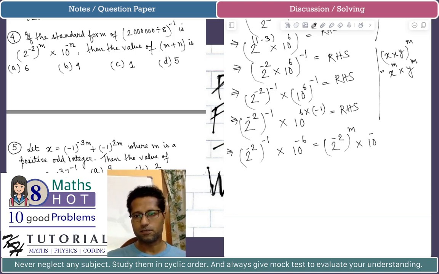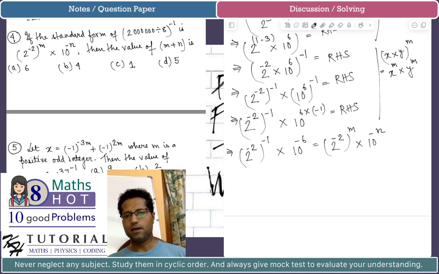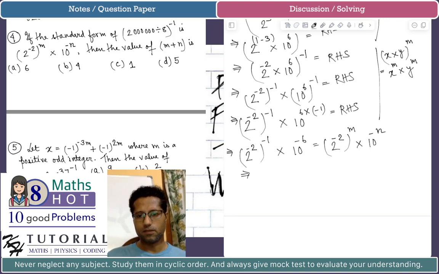Now we have to compare both the standard forms on the left hand side and the right hand side, and we see that on the left hand side the power of 10 is minus 6, on the right hand side the power of 10 is minus n. So we will equate the power of 10 on both the sides. This implies that minus n is equal to minus 6. This implies n is equal to 6.